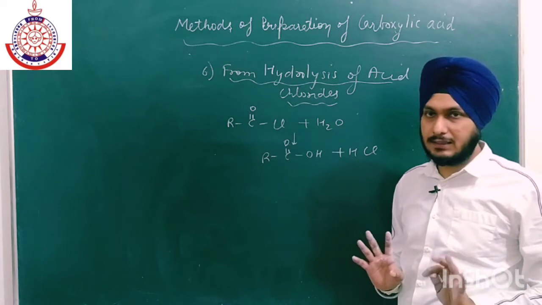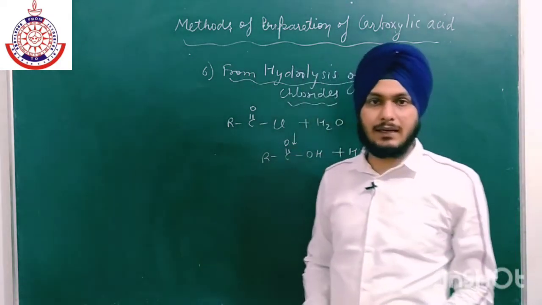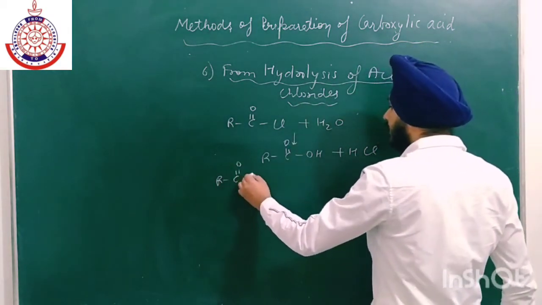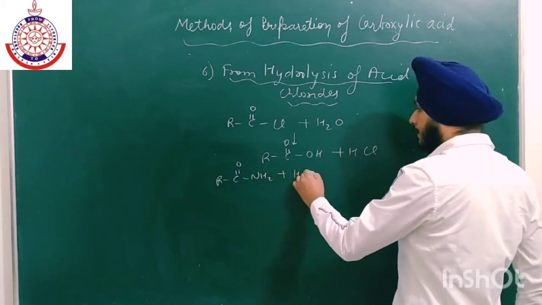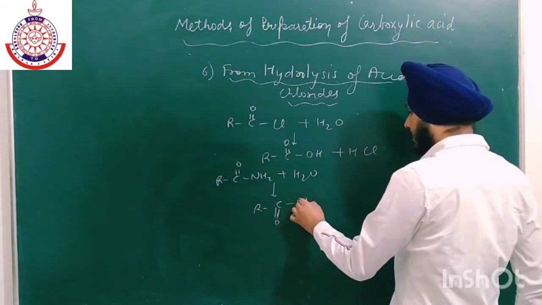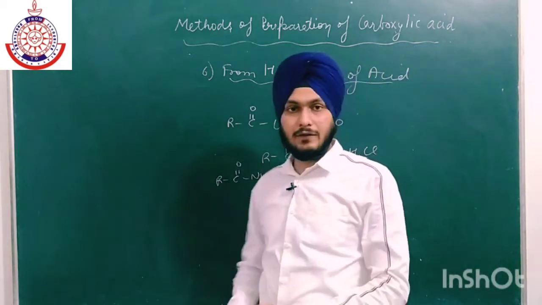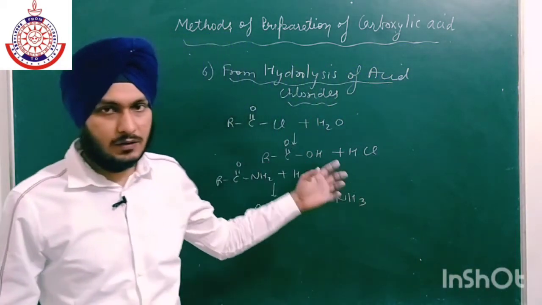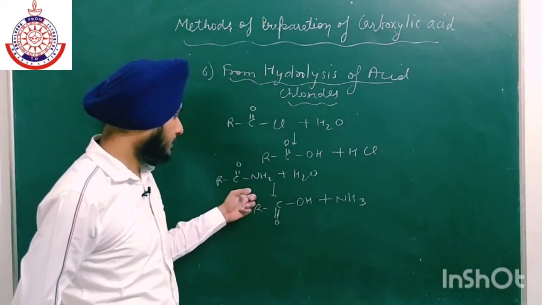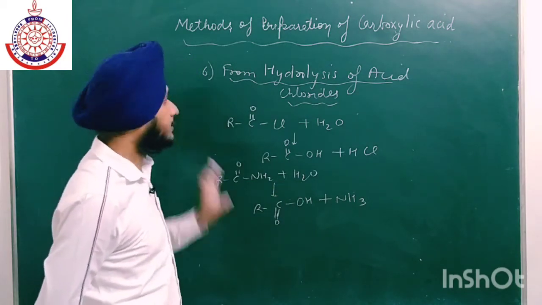Similarly, we have already discussed that on reacting water with amides, we will again get carboxylic acid. So from amides also we can make it directly, by reaction with water, and we will get carboxylic acid. Okay, and ammonia will leave. We have already covered this when discussing its preparation from nitrile. When we do partial hydrolysis of nitrile, we will get amides, and then this amide on reaction with water will give carboxylic acid. This is the sixth method.